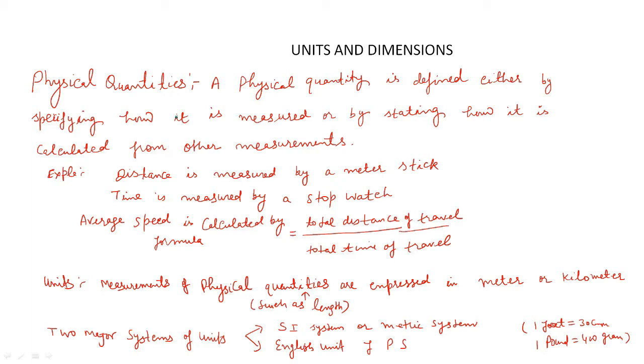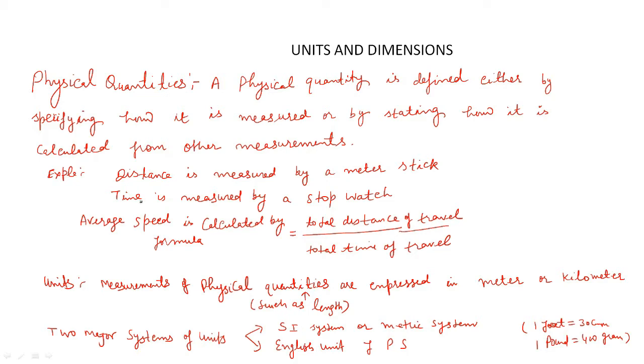First we will define the physical quantities. A physical quantity is defined either by specifying how it is measured or by stating how it is calculated from other measurements. Suppose, for example, distance is a physical quantity and you know that it can be measured by a meter stick.